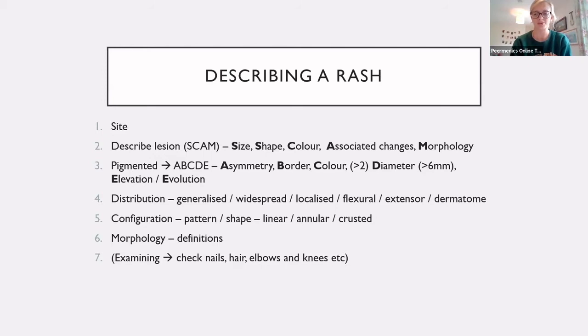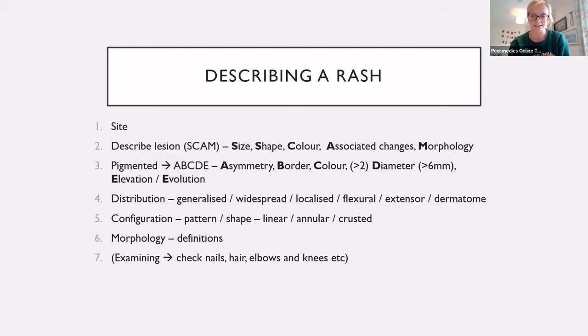Then for distribution, you want to say, is it quite a localised area? Is it widespread? Is it all over the body? And then things like flexural, extensor, dermatomal can help to point towards a diagnosis. Configuration is more like the pattern shape of it, like annular lesions, discoid lesions, things like that. And then, as I said, morphology covers all your lesions.